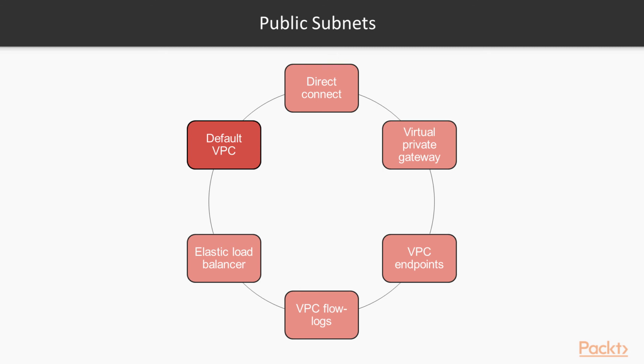Last is the default VPC. First and foremost, the default VPC is created automatically for you when you create your account. It has some different properties and behaviors to the VPCs you create for yourself. If you try to launch an EC2 instance without specifying a subnet ID, AWS will attempt to launch it in your default VPC.